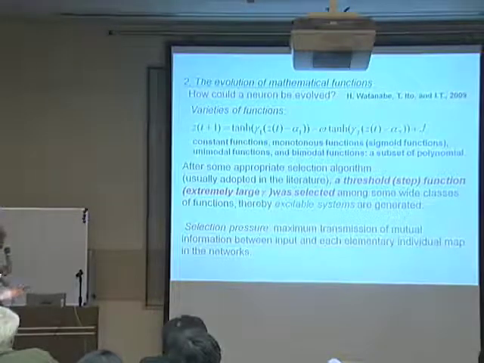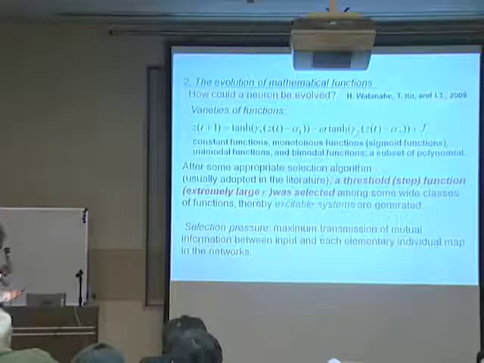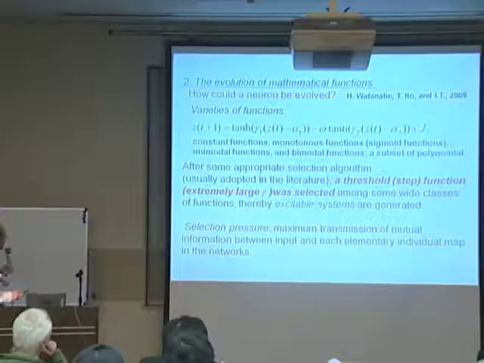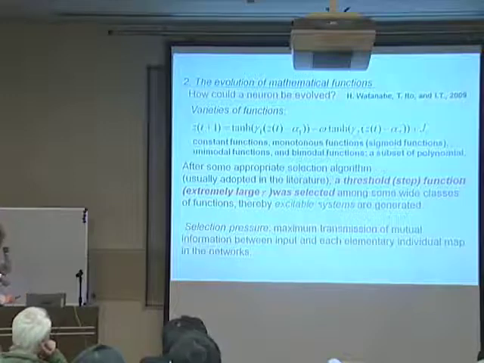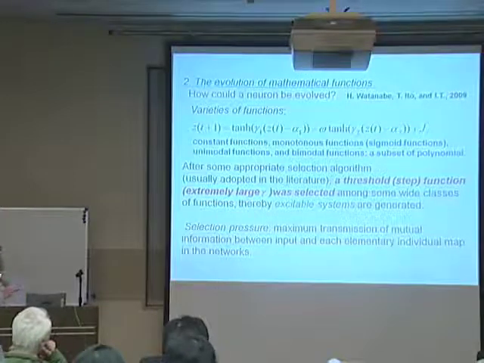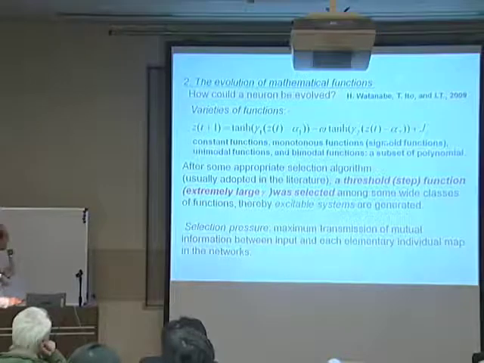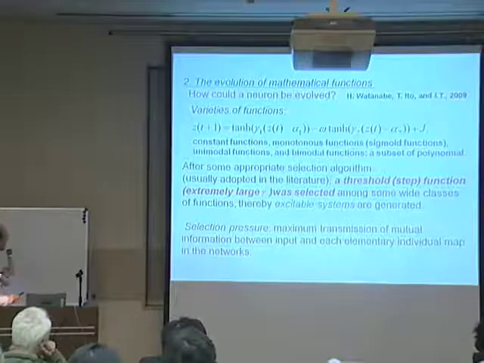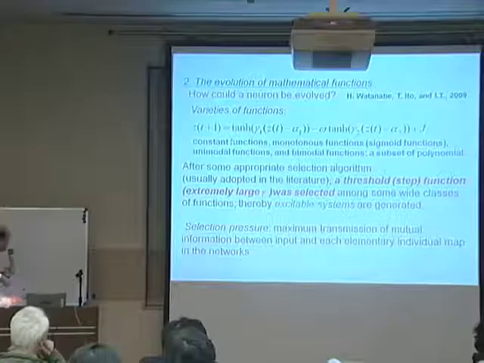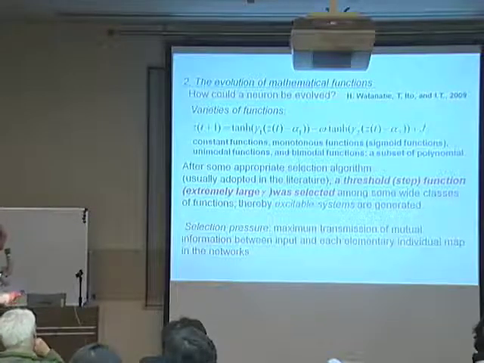By using this type of equation, the function contains six parameters, gamma, alpha, omega, j. By changing the combination of these parameters, we obtain constant functions, monotonous functions including sigmoid functions, unimodal functions, and bimodal functions. This functional form can describe some subset of polynomials.